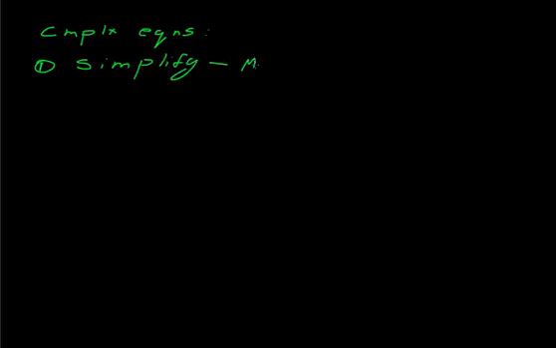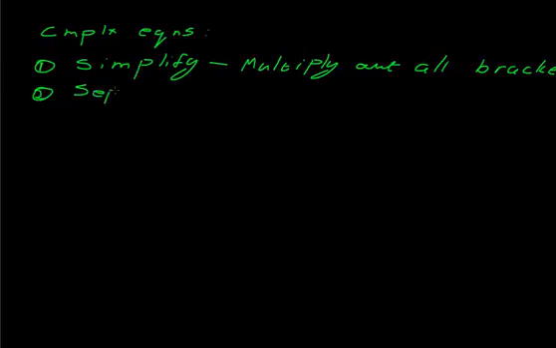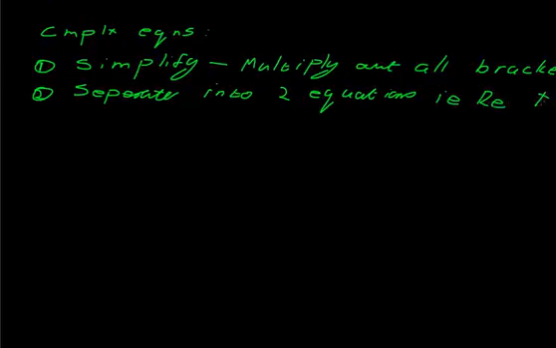So, before I move on, let me just do a summary. So, complex equations: there's 2 steps. Three steps actually. First step is simplify. And by simplify, I mean multiply out all brackets. Okay, and then the second step is separate into 2 equations, i.e. a real and an imaginary equation.